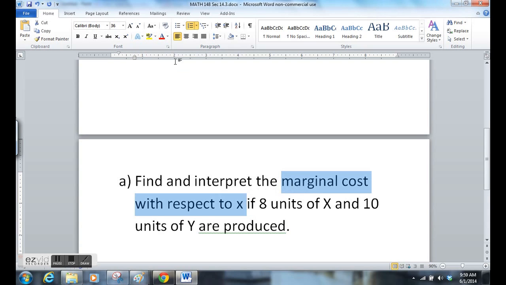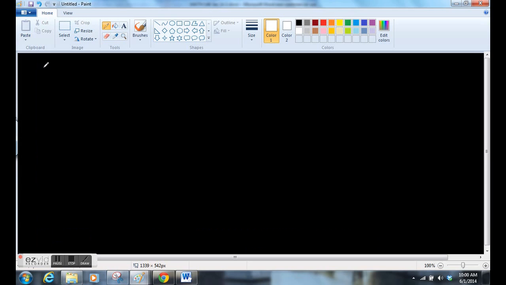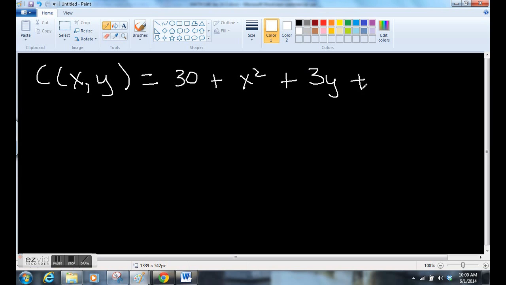Marginal cost with respect to x. This part jumps out at you, and you think, marginal cost, that's just a derivative. With respect to x, that's the derivative with respect to x. So when you start these problems, here's the question. You have this function, c of x, y, is equal to 30 plus x squared plus 3y plus 2xy, and part A is asking for the marginal cost with respect to x. So basically we want dc dx.